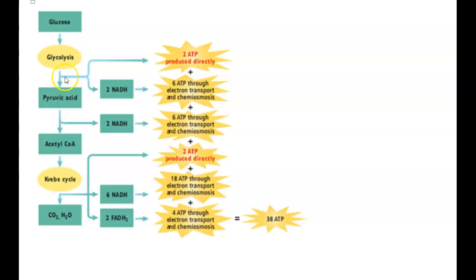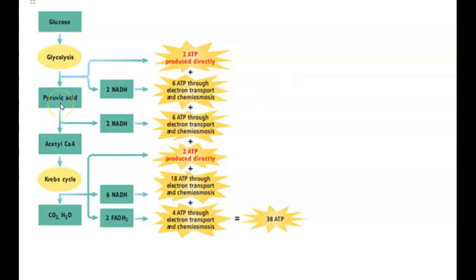Let's follow that blue arrow here. Notice, look right here, 2 ATPs produced directly. That means through substrate phosphorylation. It does not have to go through any electron carriers. It produces 2 NADHs. Let's take the electrons and the hydrogens and the energy over to the electron transport system. 2 times 3 is 6, so it makes 6, so it uses 2. Alright, this is all in the cytoplasm.